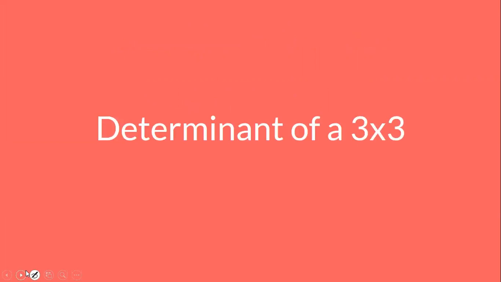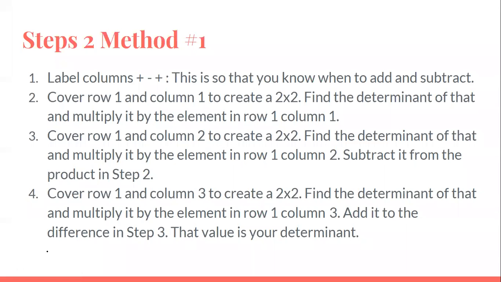All right. Now, determinant of a 3 by 3. There are 2 methods that you get to choose from. I do not care which method you do. My job is just to teach you the methods and then let you fly off and do it on your own. Got it? So for the first method, don't write the steps down. Come back to them, but don't write them. I'm just going to read them to you.